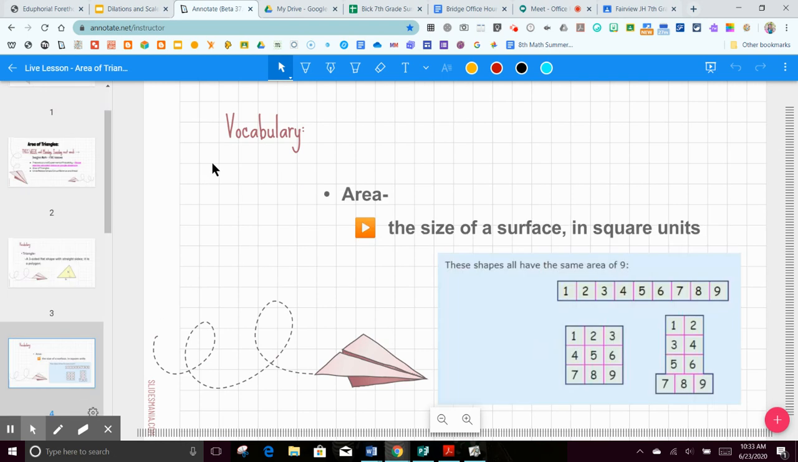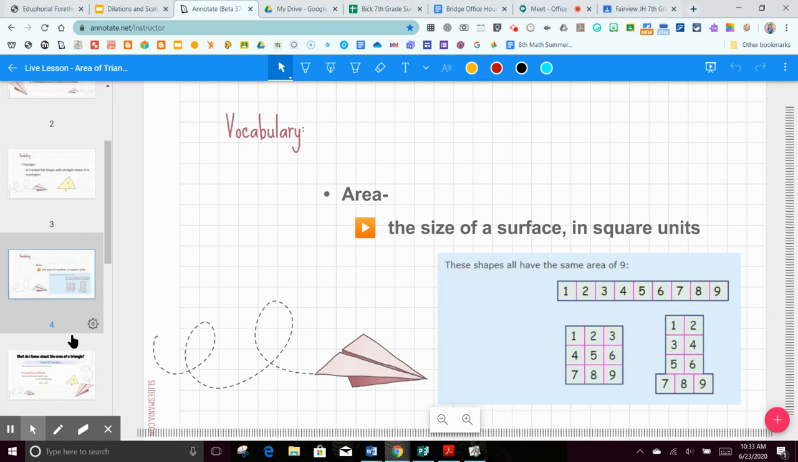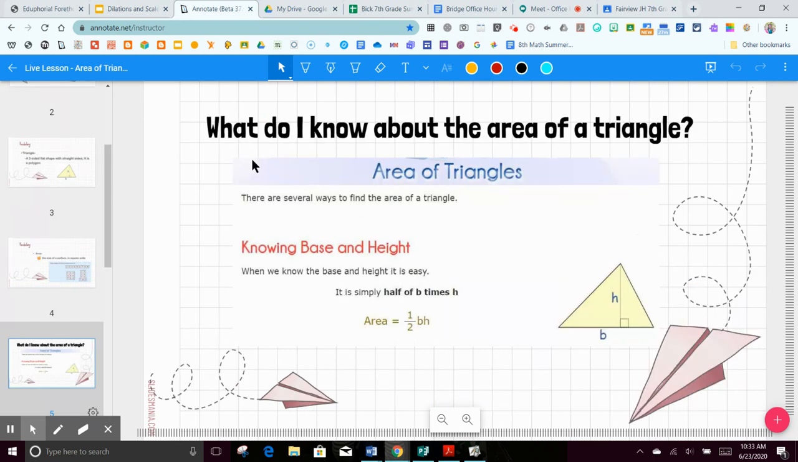Some vocabulary that you're going to need to know is that area is the size of a surface in square units. So they've given you 2 pictures to show that area can be done many ways, and some things can have the same area even though they have different perimeters and different shapes. Area of triangles, the most common formula you will see is base times height divided by 2, or 1/2 base times height. It equals the same thing, so you can solve it whichever direction is easiest for you.